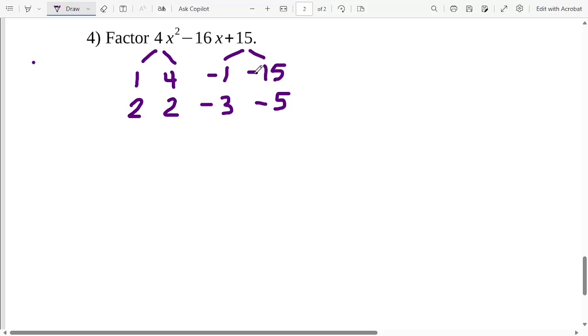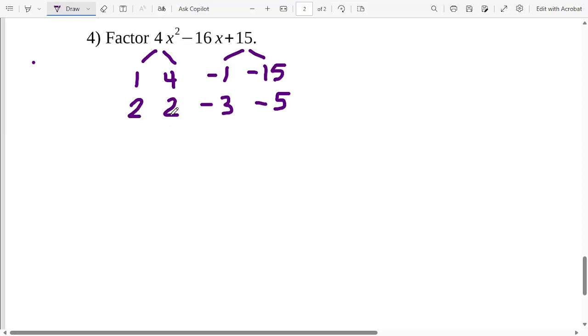If I do 4 times -1, that's negative 4. 1 times negative 15, that gives me a negative 19. So I can't use 1 and 4 and negative 1, negative 15. Let's try 1 and 4 and negative 3 and negative 5. If I do like 4 times negative 5, that's negative 20, plus 1 times negative 3, that's negative 23. That's not going to work. 4 times negative 3 is negative 12, plus 1 times negative 5 is negative 5, plus negative 12 is negative 17. Close, but no cigar.